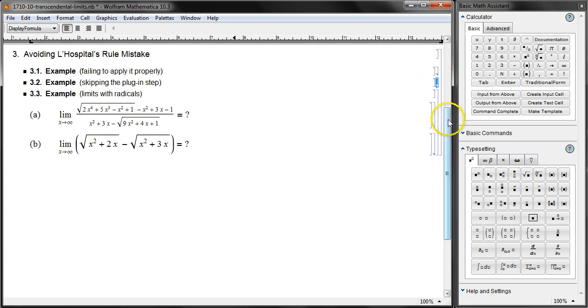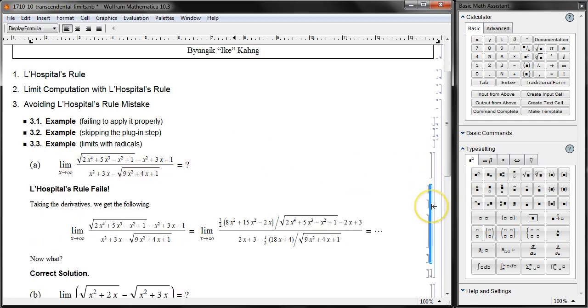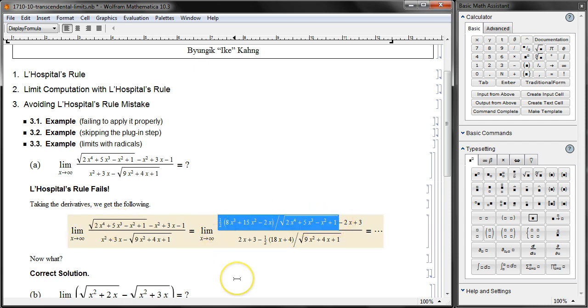So you do not have to apply L'Hopital's rule 20 times. Here's another problem, and this is the most prevalent mistake. If you have a limit at infinity with radicals, L'Hopital's rule flat out fails. It doesn't work. Here it is. Let's try L'Hopital's rule. Take the derivative of this square root function. Oh my goodness, this is what you get.